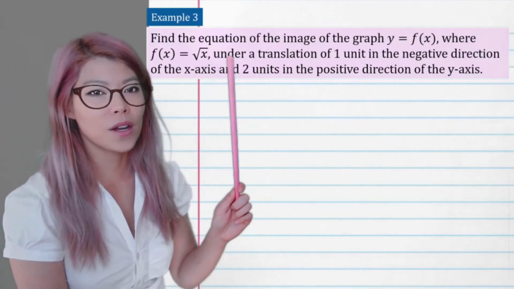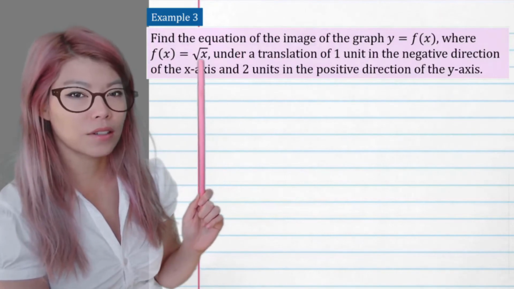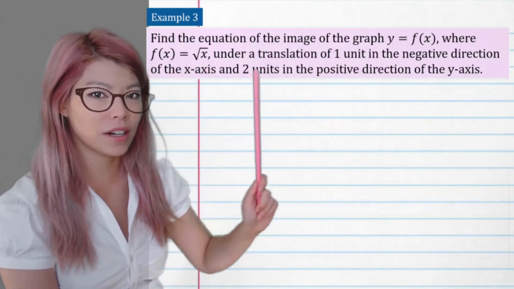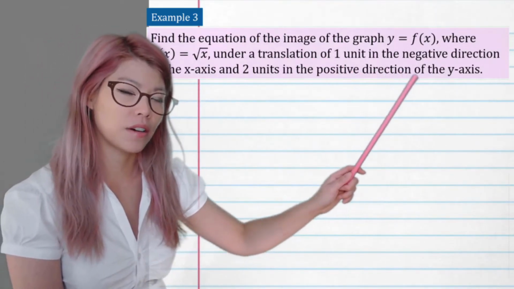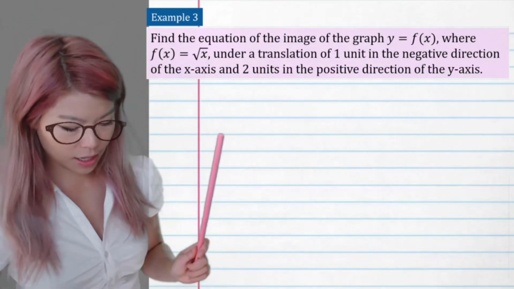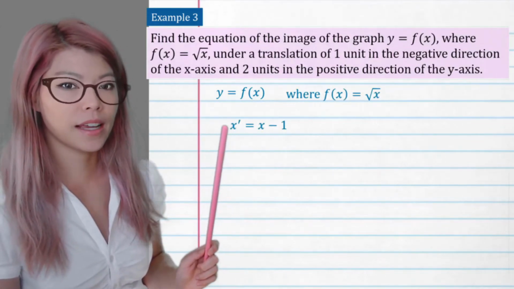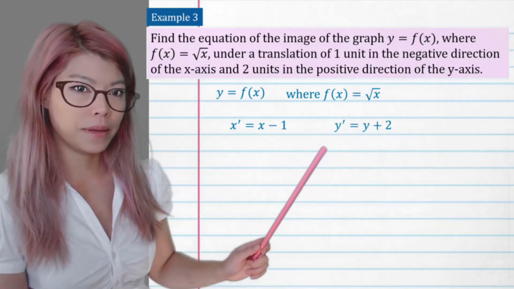Example 3. Find the equation of the image of the graph of y = f(x), where f(x) equals the square root of x, under a translation of 1 unit in the negative direction of the x-axis, so 1 to the left, and 2 units in the positive direction of the y-axis, so 2 up. So let's start by writing the equation out. And then we say, 1 to the left means minus 1, and 2 up means plus 2.